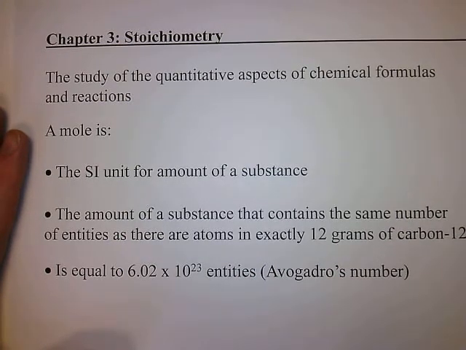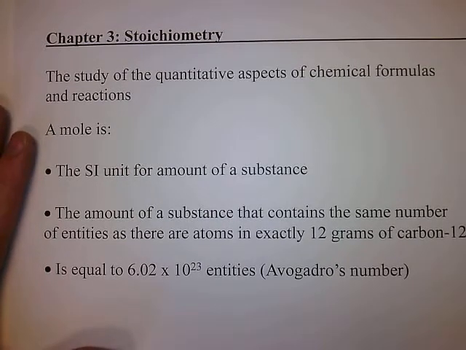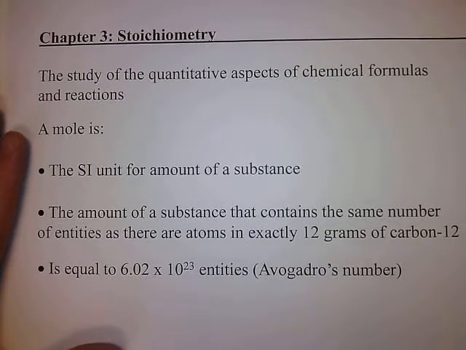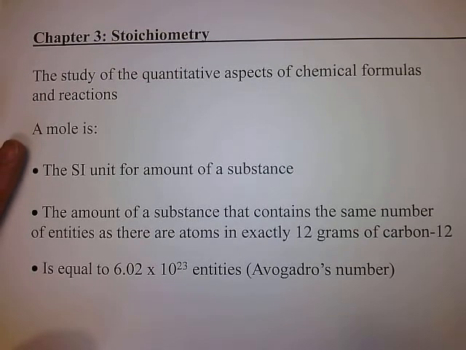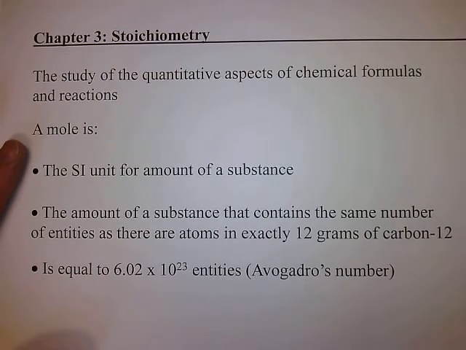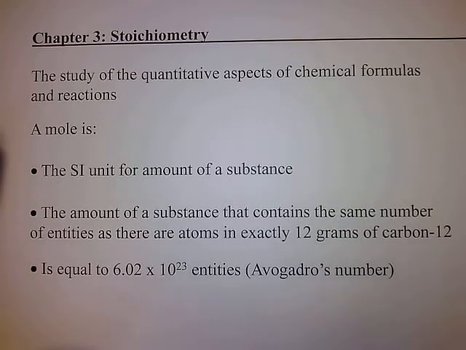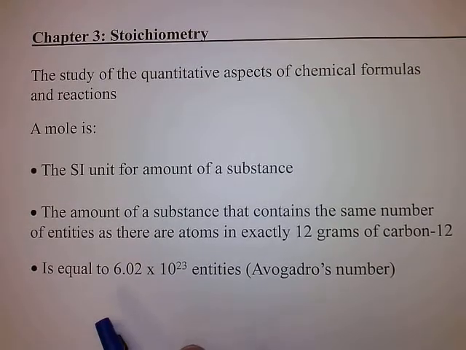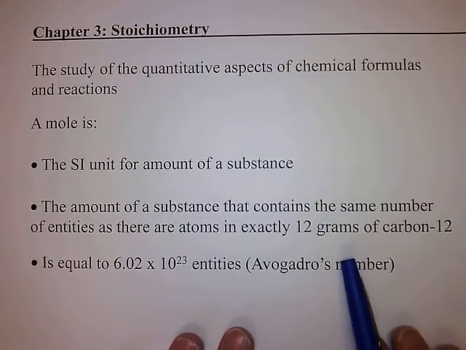So earlier, when we first started out talking about SI units, we introduced the concept of a mole as the SI unit for the amount of a substance. So a mole represents a quantity, a physical number of entities, much in the same way that, let's say, a dozen represents a number. In this case, it's a dozen, it's 12. In the case of the mole, it's the amount of a substance that contains the same number of entities as there are atoms in exactly 12 grams of carbon-12.